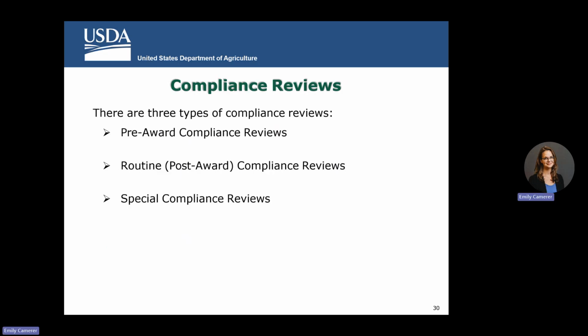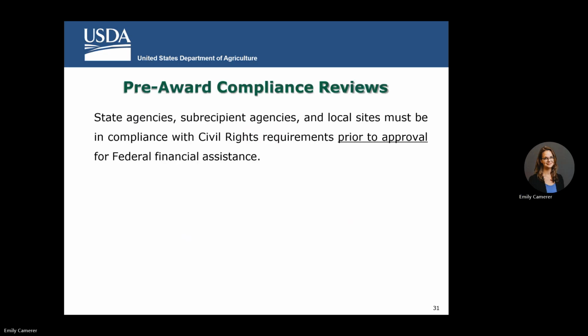There are three types of compliance reviews: pre-award compliance reviews, routine compliance reviews, and special compliance reviews. A pre-award compliance review is typically carried out by state agencies. These reviews primarily involve desk reviews, where agencies analyze the information submitted by potential recipients in their applications to operate a Food and Nutrition Service program. This process is crucial for verifying that organizations are prepared to comply with civil rights obligations before they are granted funding. Importantly, no federal funds are allocated to state agencies until a successful pre-award compliance review is completed.